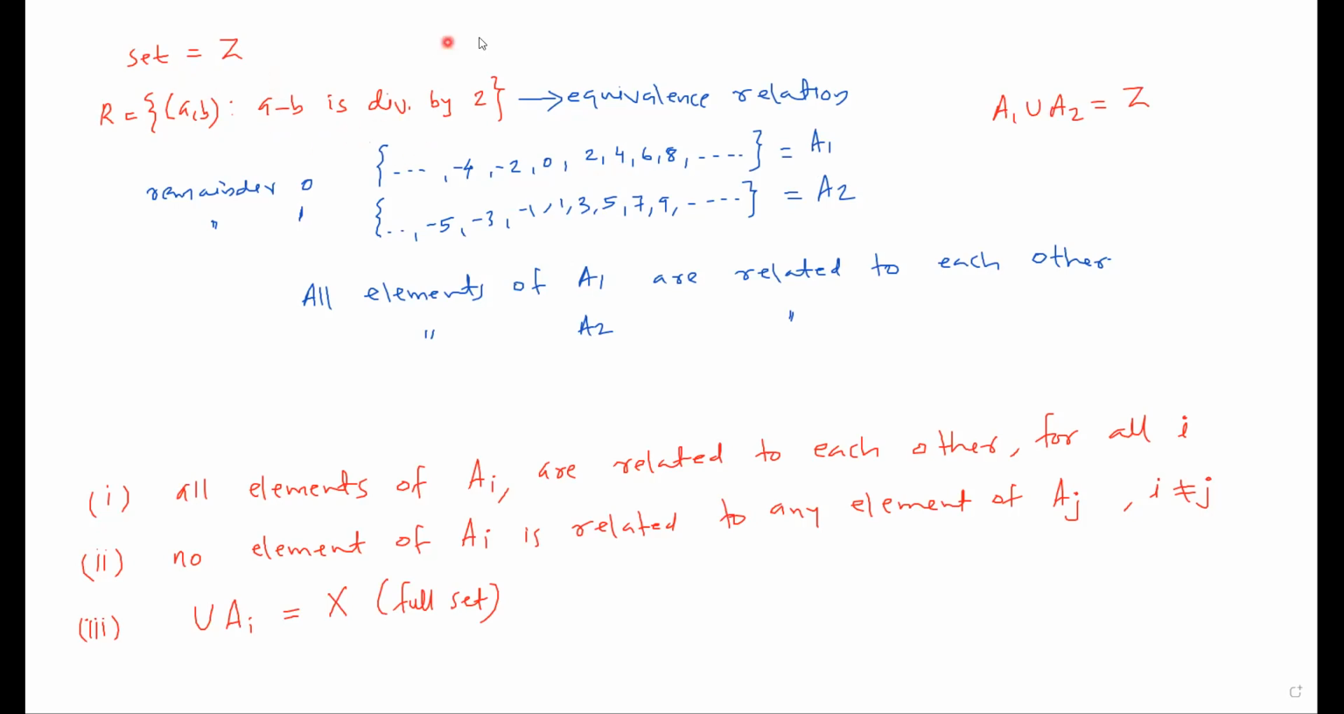Yes, sir. या एंड और एक स्पेशलिटी है, AI intersection AJ is always phi when I not equal to J. Means for different set के लिए कोई intersection point भी नहीं है. देखो इधर 4 प्रॉपर्टीज आपने देखा, 4 प्रॉपर्टीज, उसमें से बहुत ही इंपॉर्टेंट प्रॉपर्टीज.